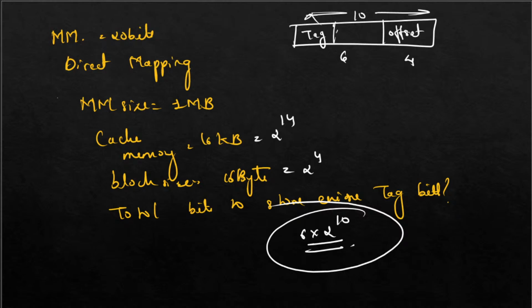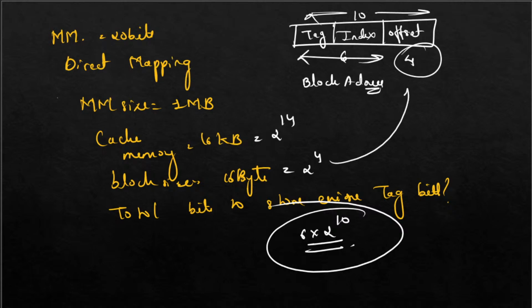So tag and index we have for this. Tag, index and offset. Generally this has the block address and this has the block size which is already there. So this was one of the questions of OS.